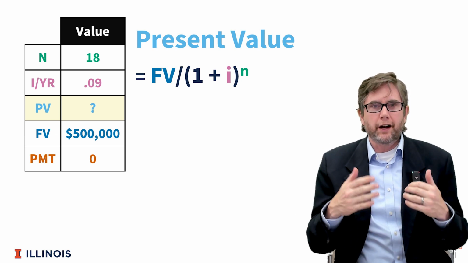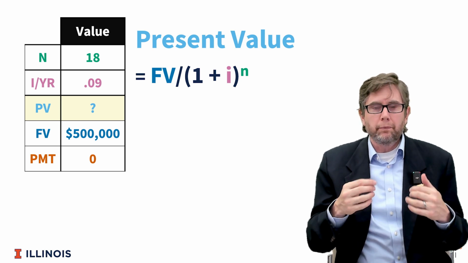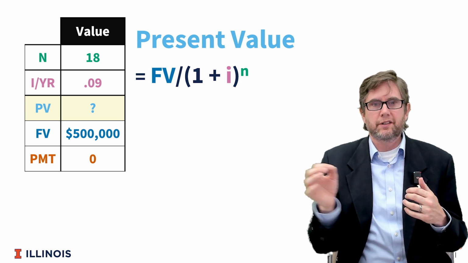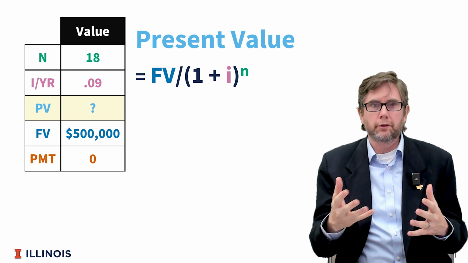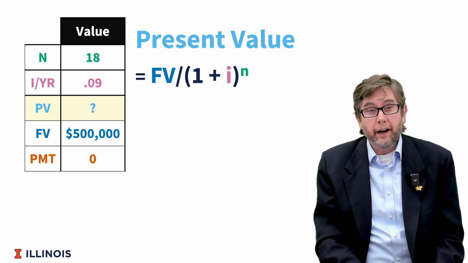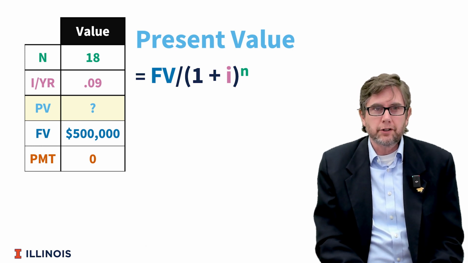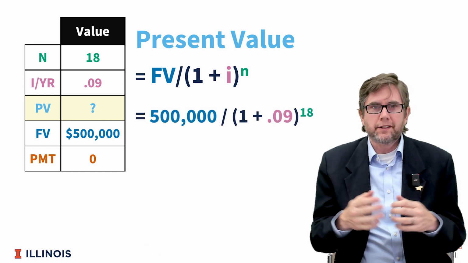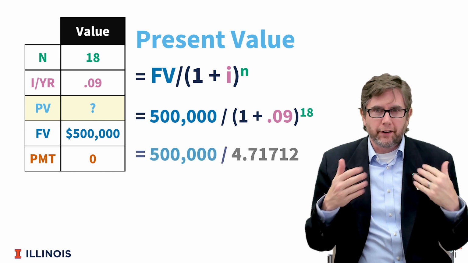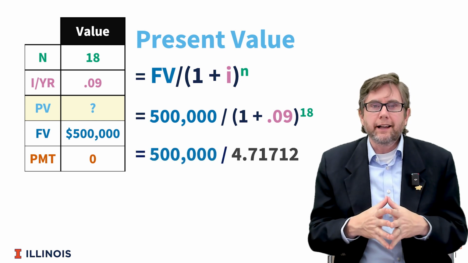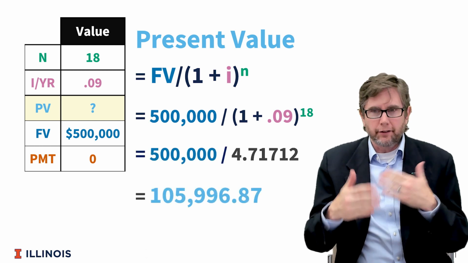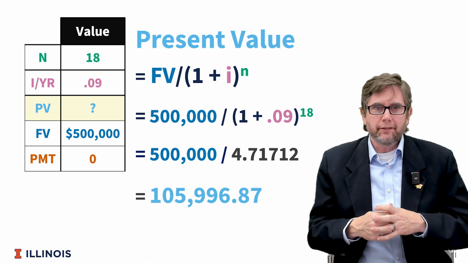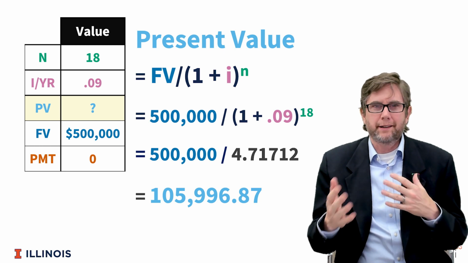We take future value and we divide by 1 plus the interest rate raised to the nth power, where n is the number of years in this case. It could also be months though, so look out for that. And from there, it's a pretty basic algebraic equation. We take $500,000 and we divide by 1 plus 0.09 raised to the 18th. We get $500,000 divided by that factor, and in the end you find, using algebra, 105,996.87. You may be going, Craig, what does that mean?